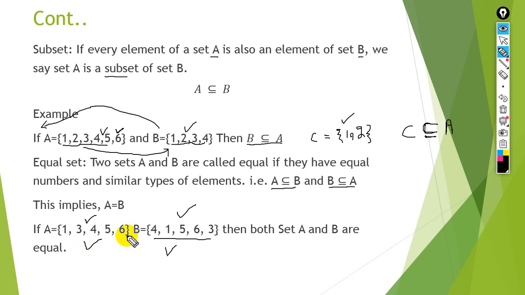So we can say that these two sets are equal. And how will we represent this? We will represent it like this: A is equal to B. Set A is equal to set B. So these are the equal sets.